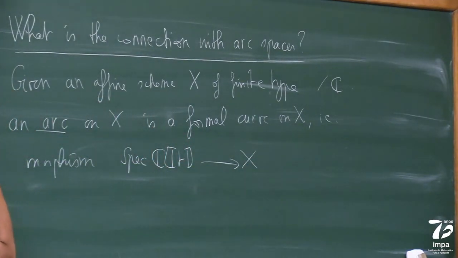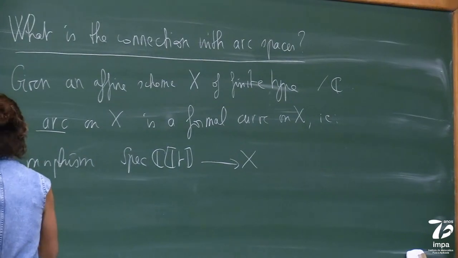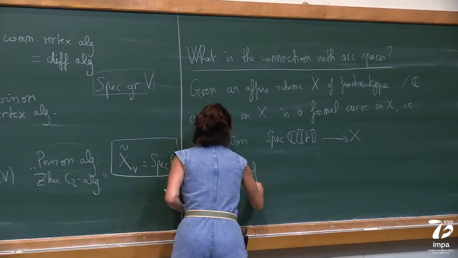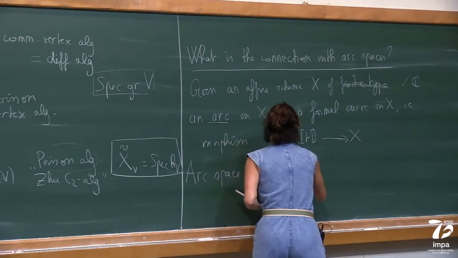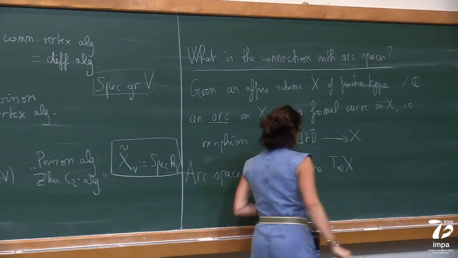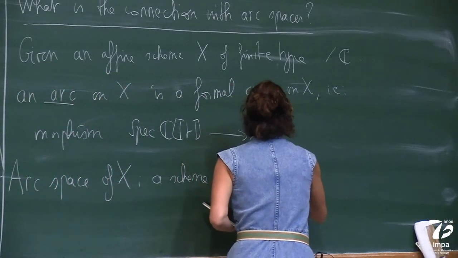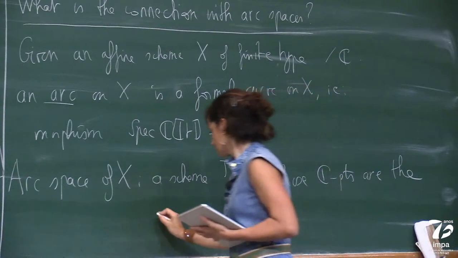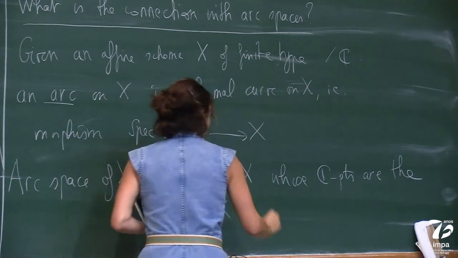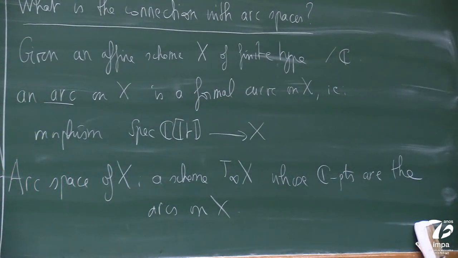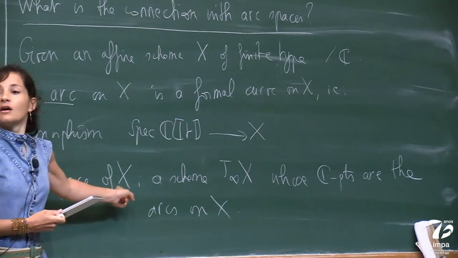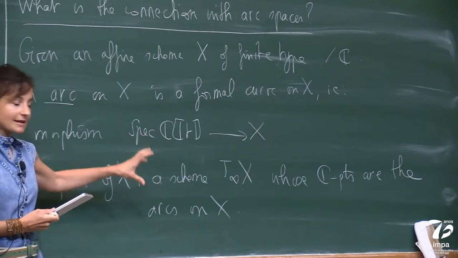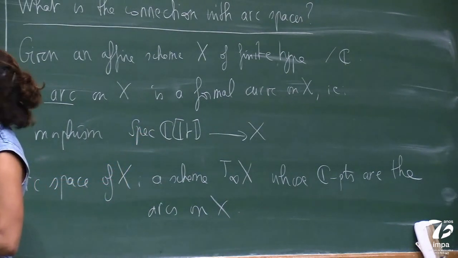All right, and now what is the arc space of X? It is a certain scheme that I will denote by J infinity of X, whose C points are the arcs on X. So I will give a more precise definition, but this gives you a rough idea of what the arc space of any scheme is. And now the key point is that the structure sheaf of the arc space is a sheaf of differential algebras, so in particular of commutative vertex algebras.